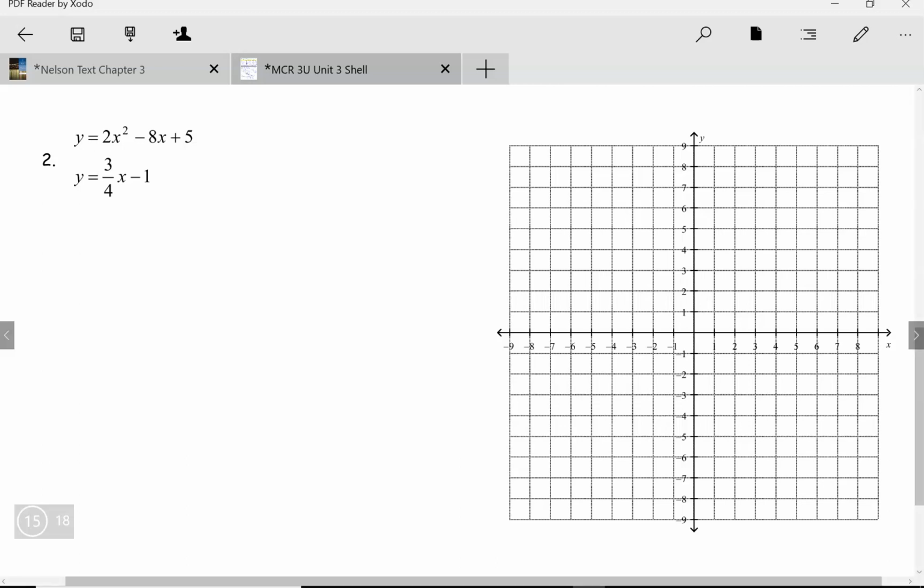So we'll try and graph this guy over here. I'm going to use the method of partial factoring. Whoops, what am I saying? So the symmetrical points are 0, 5 and 4, 5.